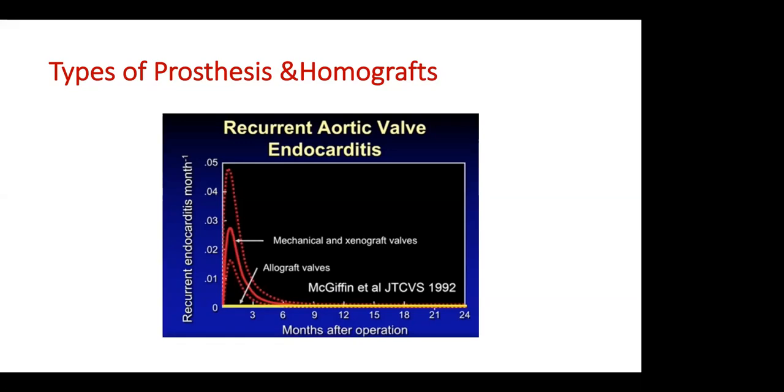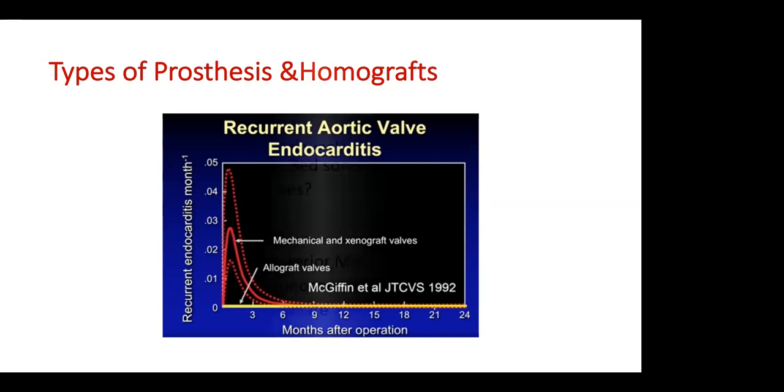Homografts in young patients resist infection, according to observational studies like this one by McGiffin. They resist infection, especially in the early period. Recurrence of endocarditis is less with homograft. But repeat surgery in these patients is a nightmare, and homografts are not widely available. If available, they can be preferred in a patient in whom you think he will not come back for a redo surgery. But the exercise of mechanical versus tissue is the same as in any valve replacement, as we discussed before for the tricuspid valve.